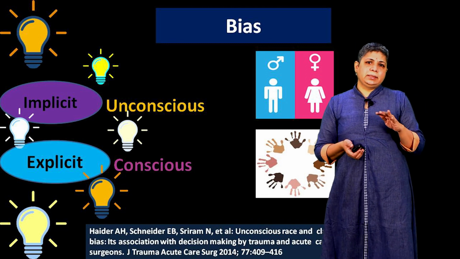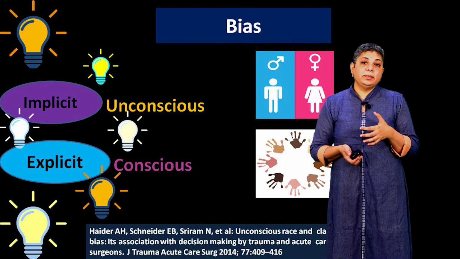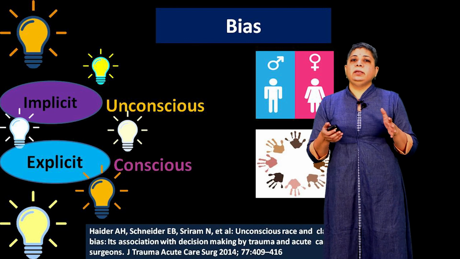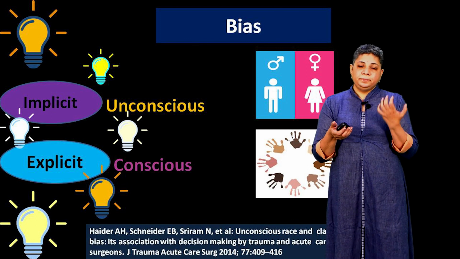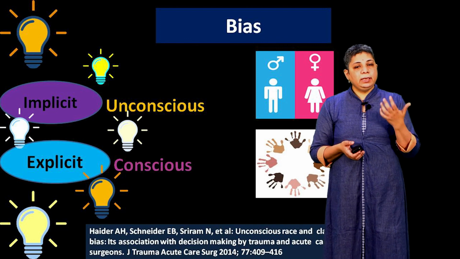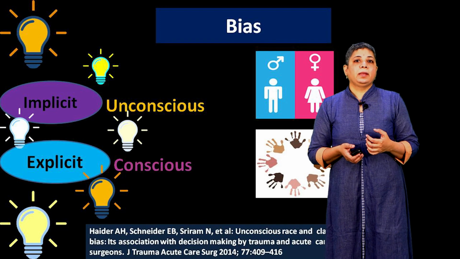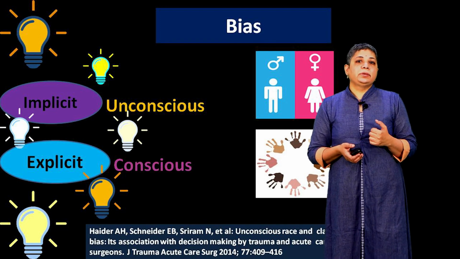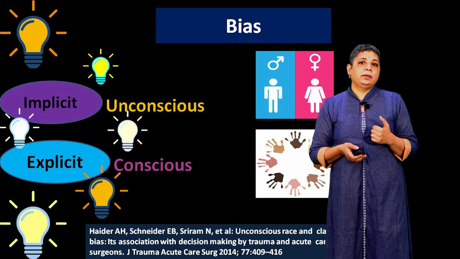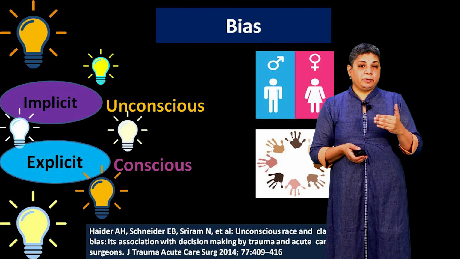But whatever it is, whether it is implicit or explicit, what is important to remember is that it is very, very obvious. It may not be obvious to us when we are stating it, but surrogates, family, patients, whoever the opposite side of the team is, they identify bias very, very easily. So it's very important that we keep bias out of our system as objectively as possible.